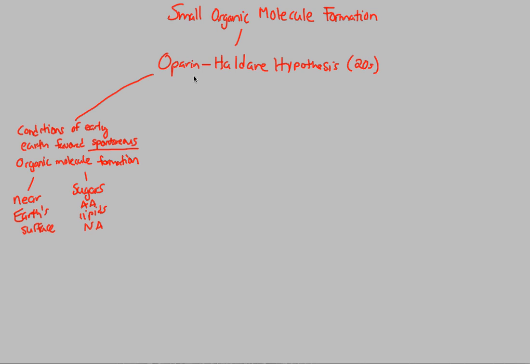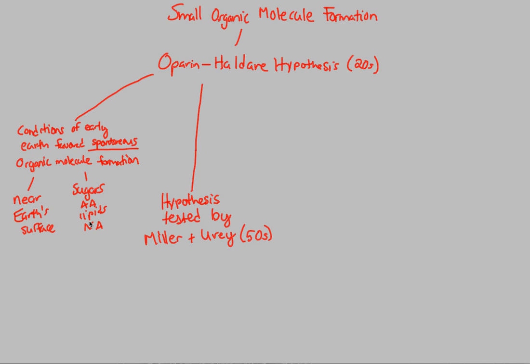Let's test it. And how are we going to test it? We're going to jump ahead to the 1950s. So our hypothesis now is going to be tested, as any good scientist will do. It's tested by two specific scientists, Miller and Urey, and they do their test in the 50s. So about 30 years later, we have two scientists say, all right, let's see if they're right.